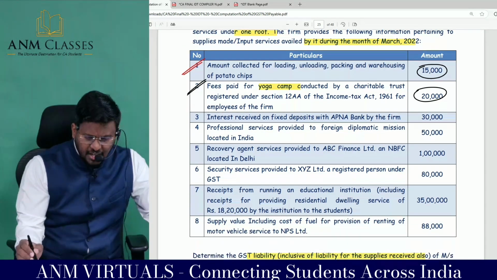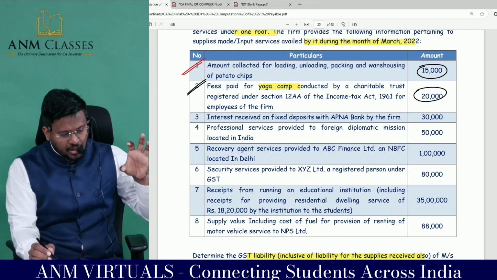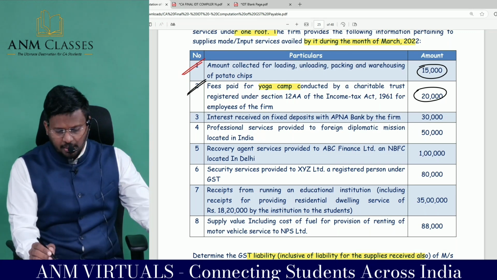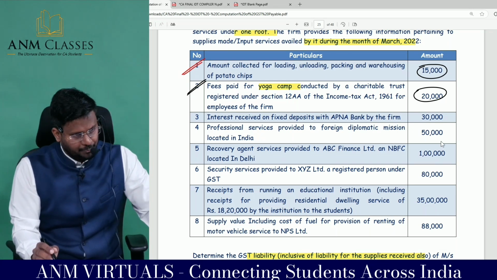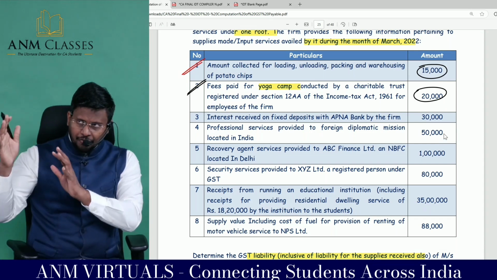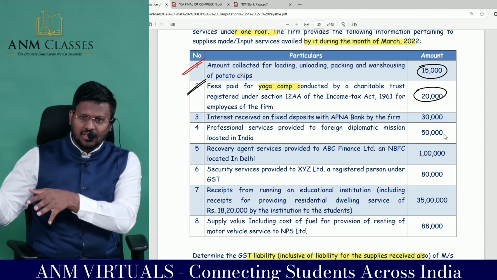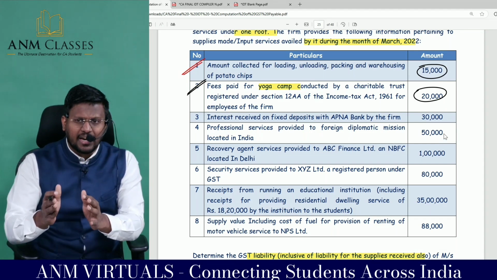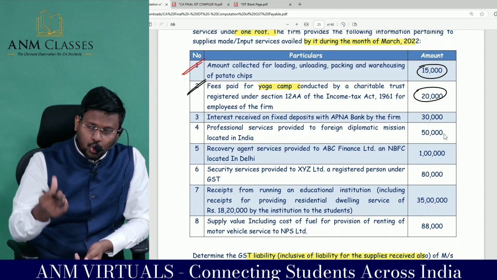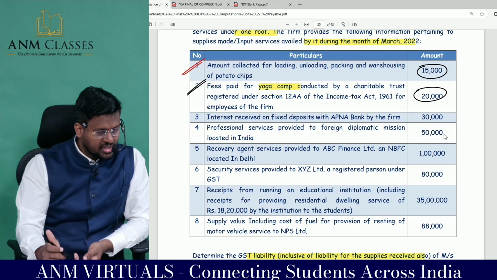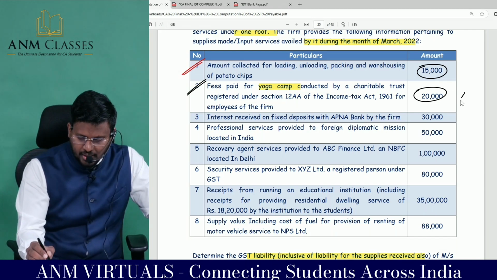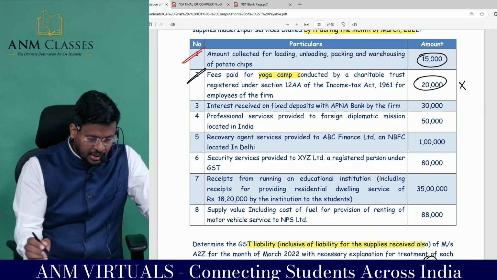So fees paid for yoga camp conducted by a charitable trust registered under 12AA of the Income Tax Act for employees of the firm. That means, my dear lovable students, from the angle of the charitable trust, they are providing a charitable activity because yoga is included in the charitable activity. It is exempted. So they will not collect GST. So it cannot be taken as what? ITC. Fine. So this 20,000 does not have any implication.